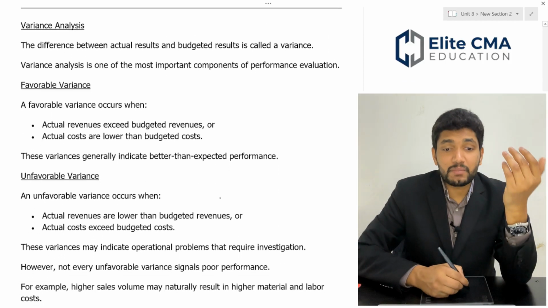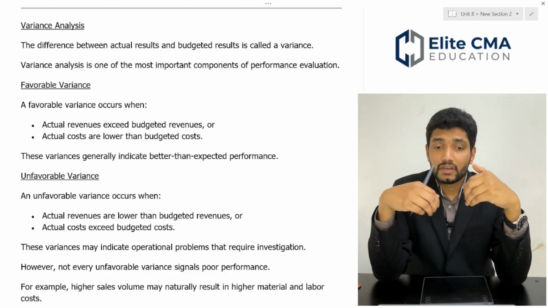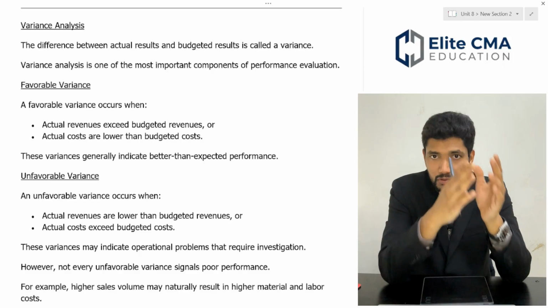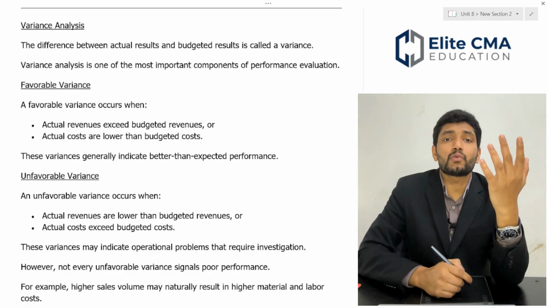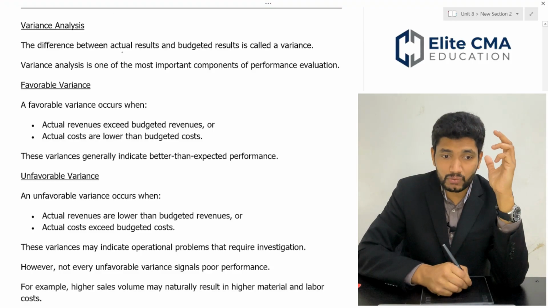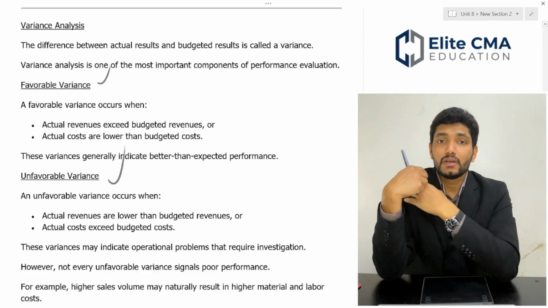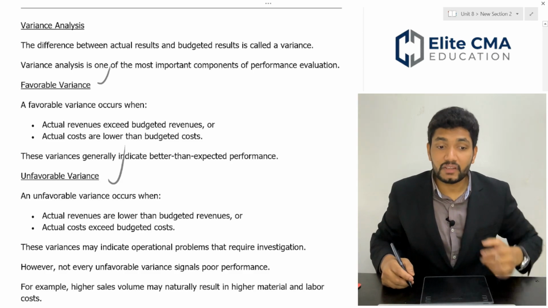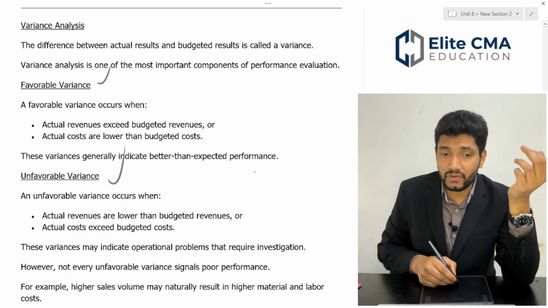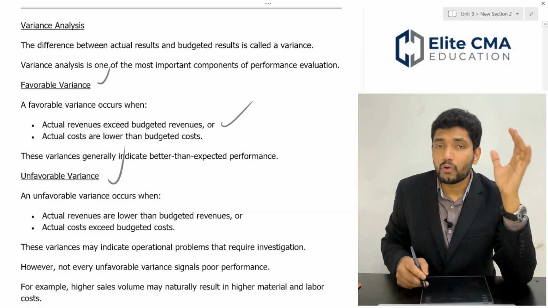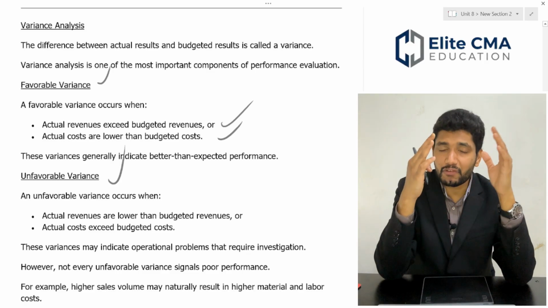Now let's move into variance analysis. What is a variance analysis? This is a comparison between your actual results and your budgeted results. There are two kinds of variances. The first one is favorable variances and the second one is unfavorable variances. A favorable variance is favorable to the company, which means the actual revenue exceeded budgeted revenue or actual cost is lower than budgeted cost. Both are favorable to the company.